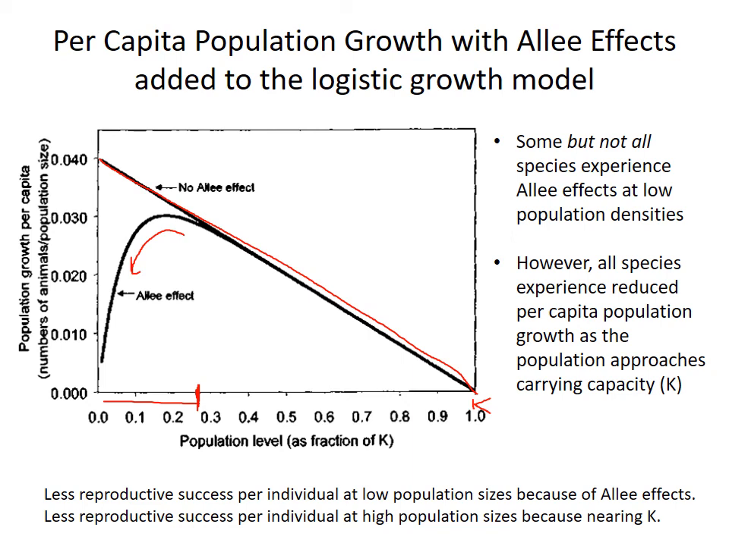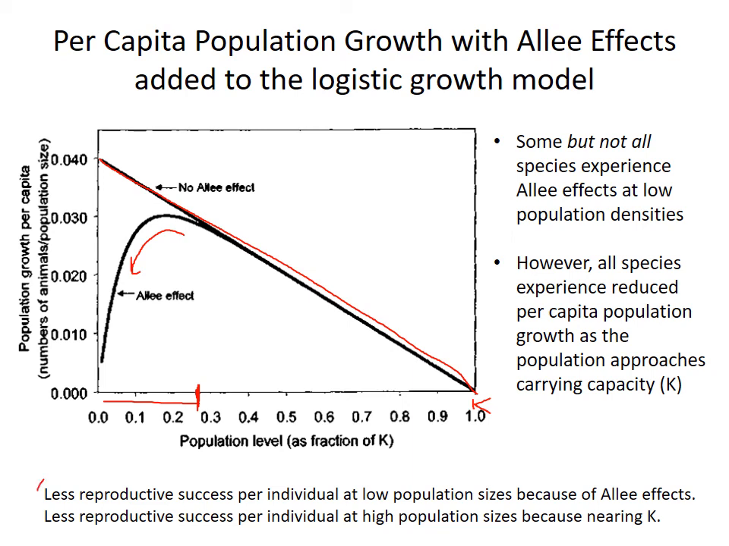So you probably would not see an Allee effect for some asexually reproducing bacterium, which would be able to reproduce just great when it was the only one in the dish. But for something where mating is important, then Allee effects might be more likely.